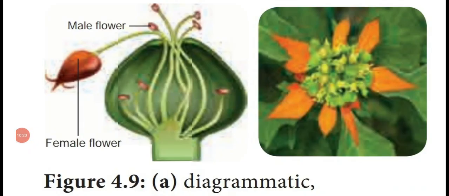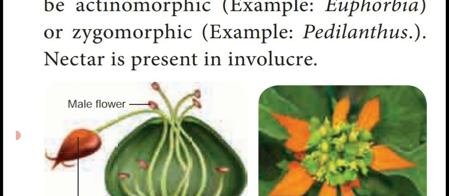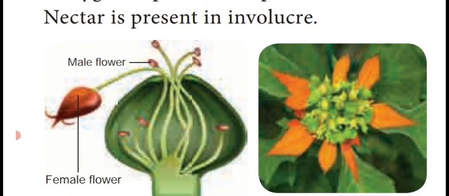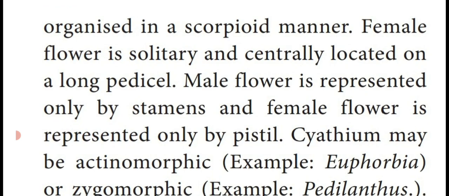Dear students, see the diagram. This is the special type of inflorescence, this cyathium. The entire inflorescence axis looks like a single flower, but it contains many unisexual flowers. Okay. So here the male flowers are organized in a scorpioid manner. Scorpioid manner means the flowers are arranged in only one direction, or formed in a zigzag manner. Scorpioid, monochasial scorpioid cyme manner. They are arranged inside the involucre of cyathium inflorescence.